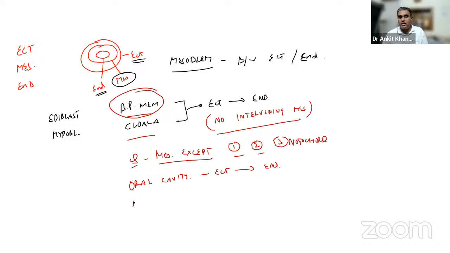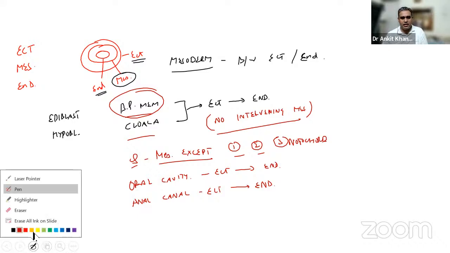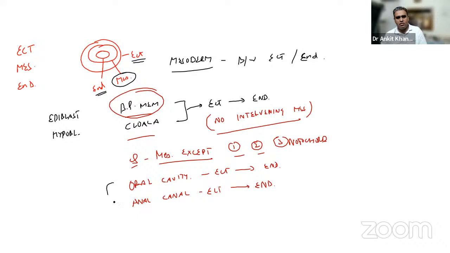Similarly, if we look at the adult anatomy of the anal canal, again the same thing. The outer part of the anal canal is ectoderm, and inside there is the rectum part, the upper part of the anal canal, that is endoderm. Again, there is no intervening mesoderm. I hope things are getting a bit interesting over here, because these things you normally see in adults.